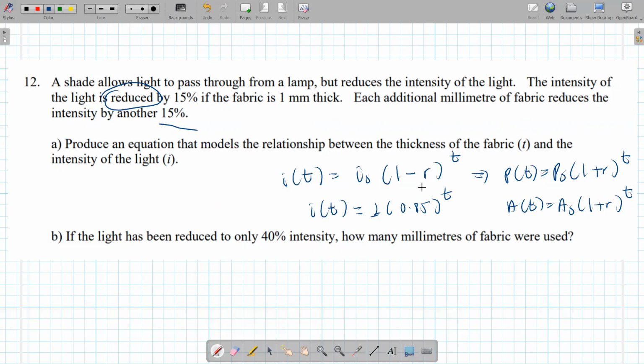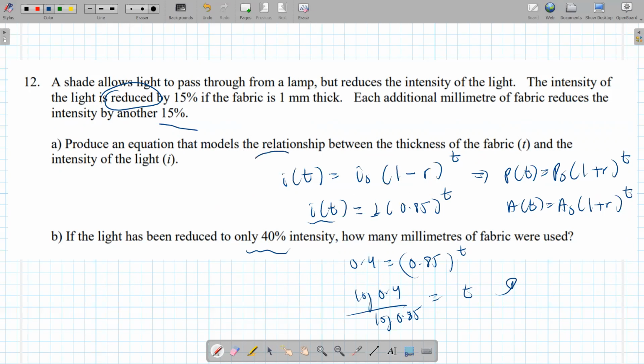And then you can just plug this as 0.4 and then solve for t. It just becomes log of 0.4 over log of 0.85.